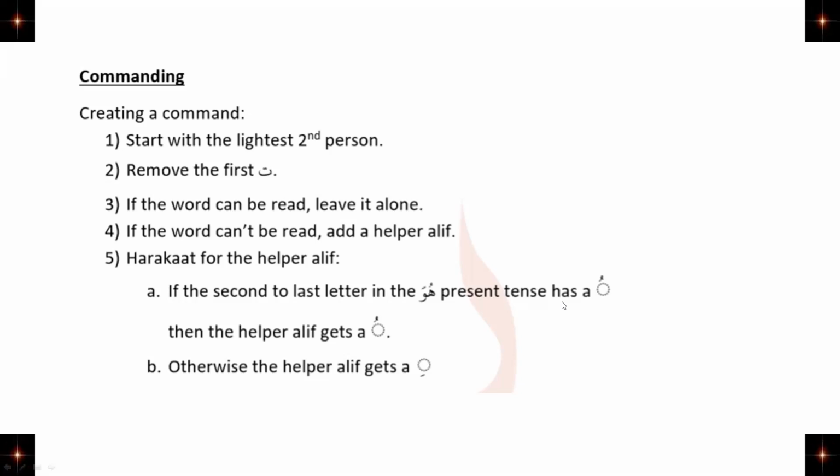So kataba is fi'l madi. This is not all we are dealing with. The mudari yaktubu. So the last but one letter is ba, and the ba is having dhamma. If it happens this way, yaktubu, then the helper alif of the amr will have dhamma. So I will say uktub, uktub. Why u, not iktub?